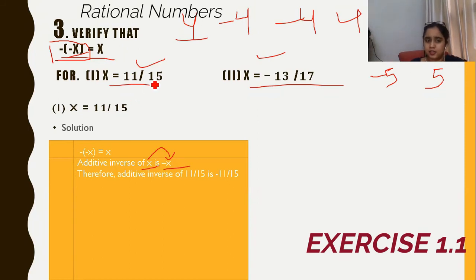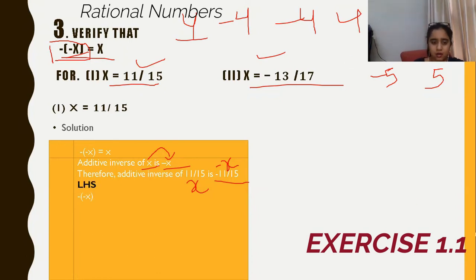So it's very easy to find the value of minus x, because the additive inverse of 11 upon 15 is minus 11 upon 15. This is x and this is minus x. I have found minus x because I require it in my left hand side. So we will solve the left hand side first, and our left hand side is minus of (minus x). Now I will put the value of minus x in this equation, where minus x is minus 11 upon 15, as I have just solved.